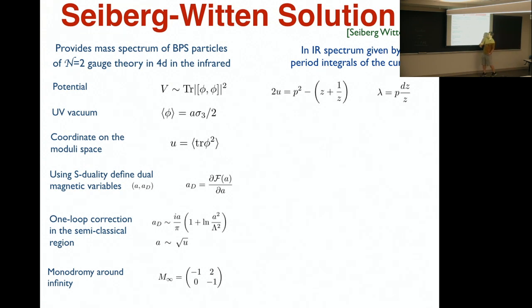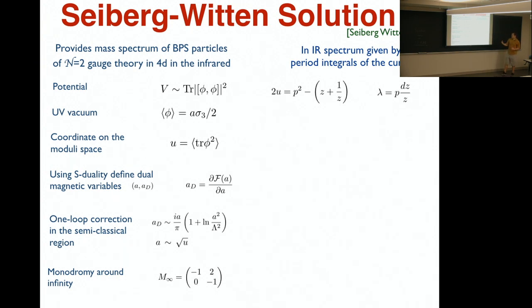Okay, and then using perturbation theory, you can compute corrections to that prepotential, and in one loop order, the corrections look like this, where lambda is the dynamical scale. So A_D has a term with the log, and A itself goes as the square root of U. So you can see that in the space of A and A_D, in this two-dimensional complex vector space, there is a monodromy. As you go around infinity in the U-plane, because of the log there's a branch cut, and there's also a branch cut in the square root function. You will generate some monodromy. So it's a monodromy for the solution in the classical regime, at U equals infinity.